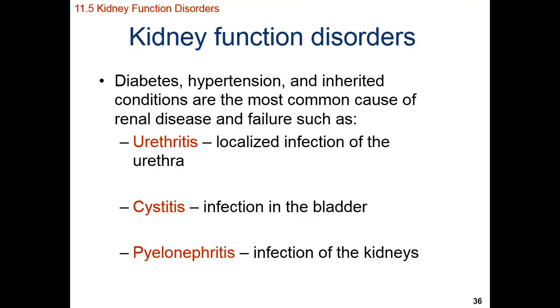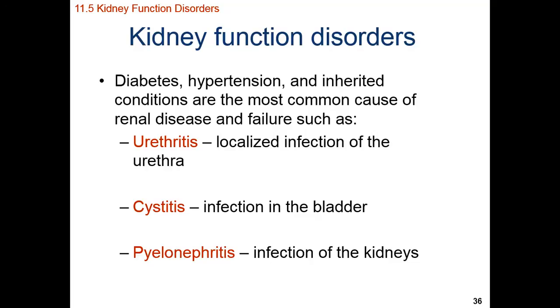All right, let's focus on kidney disorders or kidney diseases. There are many diseases that can affect the kidneys and the urinary system as a whole. Such disease states include diabetes, high blood pressure, aka hypertension, and some inherited kidney diseases are going to be the most common causes of renal failure or renal disease.